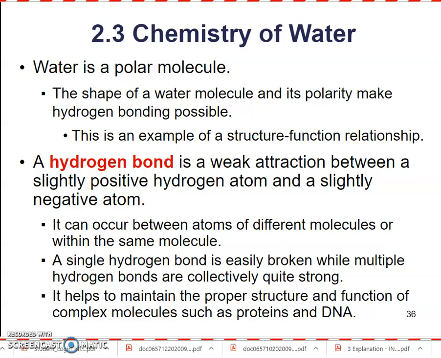A hydrogen bond is a weak attraction between a slightly positive hydrogen atom and a slightly negative atom. It can occur between atoms of different molecules or within the same molecule. A single hydrogen bond is easily broken, while multiple hydrogen bonds are collectively quite strong. It helps to maintain the proper structure and function of complex molecules such as proteins and DNA.